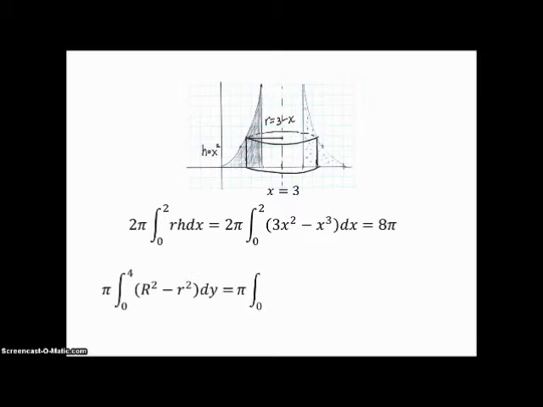Now notice that if we did it the old-fashioned way, it would be a washer, and it would be big R squared minus little r squared, and we have to do it in terms of y. And big R then is 3 minus x, which would be 3 minus root y, since y equals x squared. And then the little radius, the hole in the middle, is always 1. And if you multiply that out and integrate it, you also get 8 pi. So again, I'm comparing the two methods, and in this case, I think you can see that shells is slightly easier.